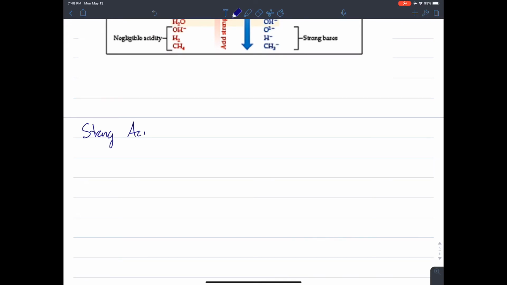So strong acids and bases, we were talking about acids, but both of them dissociate readily in water. Strong acids and bases dissociate readily in water. Weak acids and bases don't.